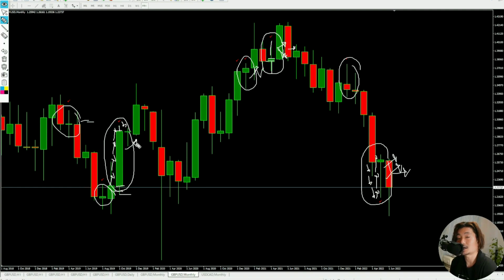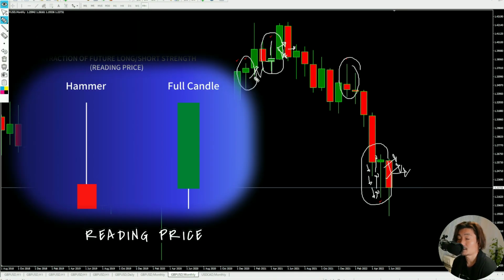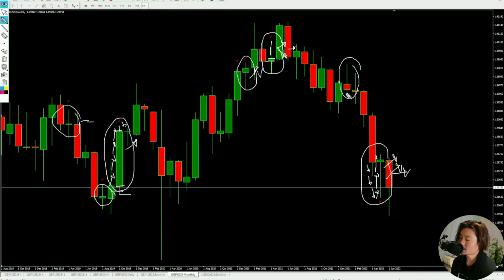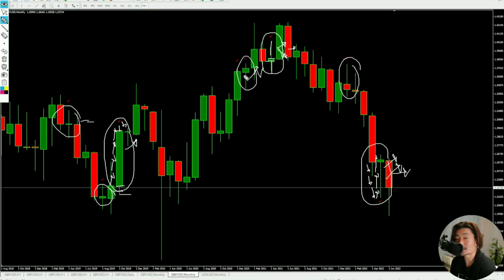So especially on the higher time frames, if you understand the basic extracted information of a candle, as well as the basics of how to read price, then at a glance at one candle, you could tell what happened during that entire month, literally in a couple seconds. So those are the single candlesticks that can be used to read price and thus know how much future long or short strength there is on a currency pair. So in theory, we could trade in that direction.